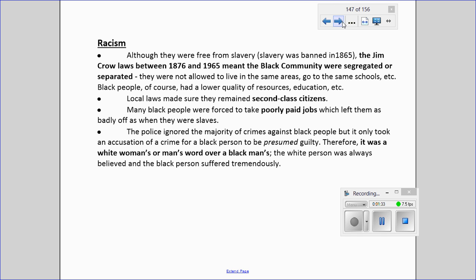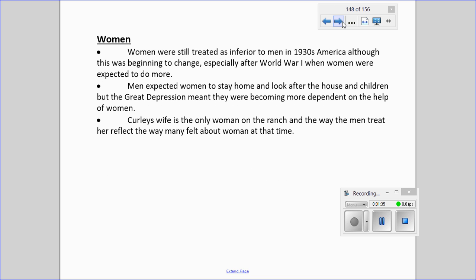racism, and women. You have all this on a handout anyway, but if you're not sure about different parts of this context, you need to go back through the video, pause the slide, and make sure that you understand the context so that you can link it in easily to your essay.